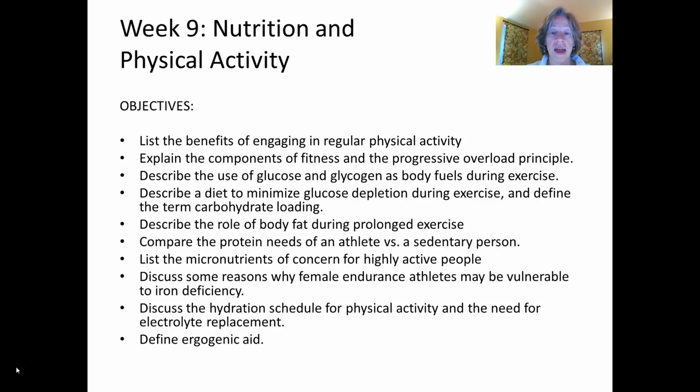So we talked about role of body fat during exercise, protein needs of an athlete versus sedentary person. Athlete needs a little more protein to rebuild some of their muscle cells because they're engaging in activity. They're breaking down their muscle cells, so they need to rebuild those muscle cells. Micronutrients of concern for highly active people, especially female endurance athletes, is iron. Females are more susceptible to iron deficiency in general, but if they are squashing their feet on the pavement consistently, they're breaking open their red blood cells, and they're also sweating, so they're losing iron. So the longer they engage in those activities, the more susceptible they are to iron deficiencies.